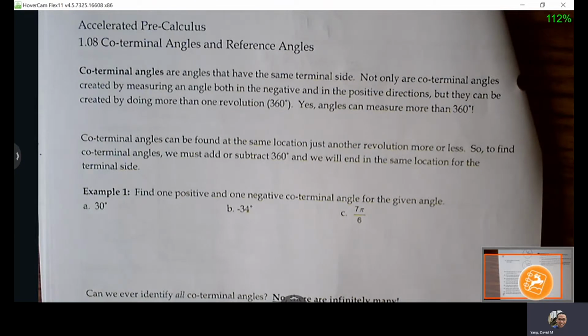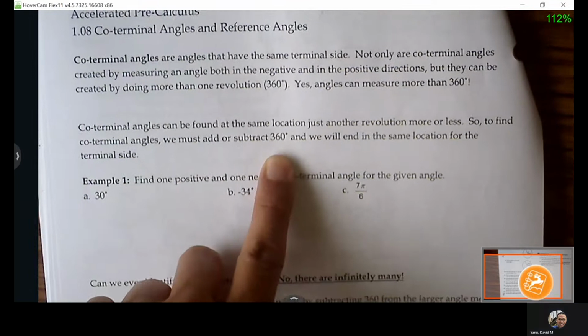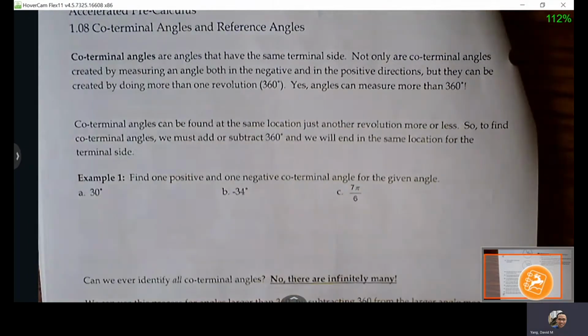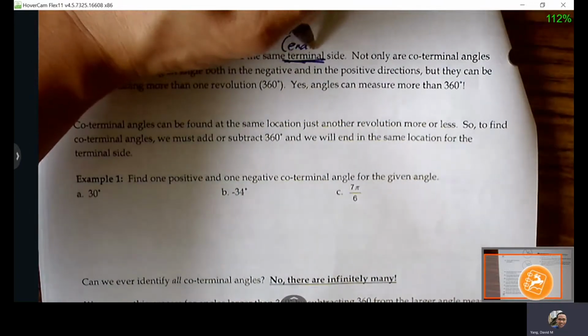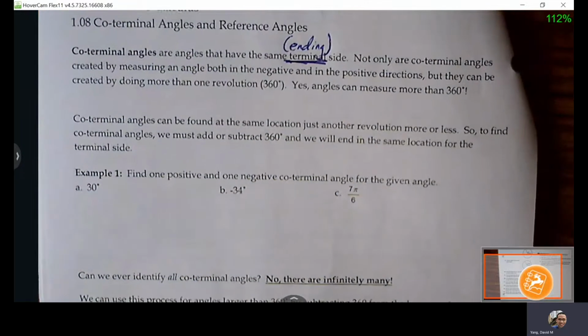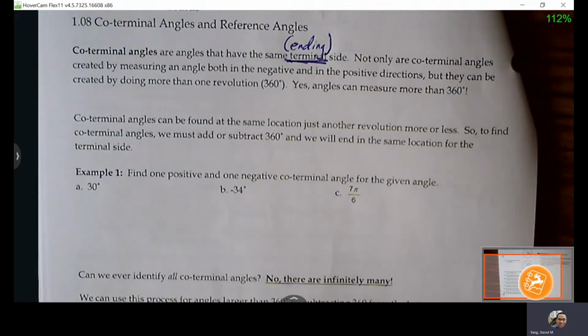So we're on page 20. All right, so let me read the notes here. Coterminal angles. Coterminal angles are angles that have the same terminal side. So terminal side just means the ending side of your angle, right? So not only are coterminal angles created by measuring an angle both in the negative and the positive direction, but they can be created by doing more than one revolution. So angles can measure more than 360 degrees. If it does, that just means that we're rotating multiple times, more than once around the circle.